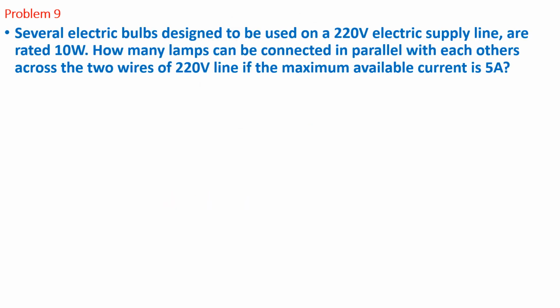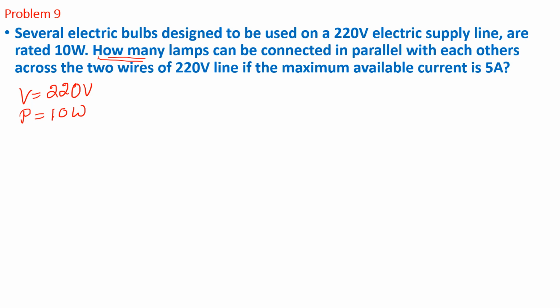The next problem which is asked is: several electric bulbs designed to be used on a 220 volt line. So there are several electric bulbs designed such that they are used in 220 volt electric supply. So they have given that V is equal to 220 volt. That is one thing. They are rated as 10 watt. That is the rating, which is nothing but the power. Power is equal to 10 watt. How many such bulbs can be connected is the question.